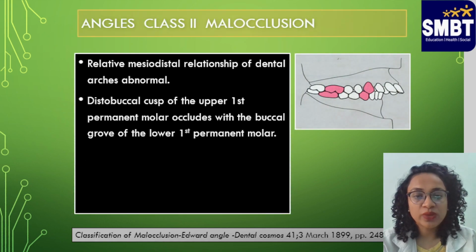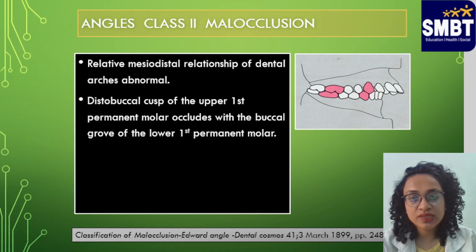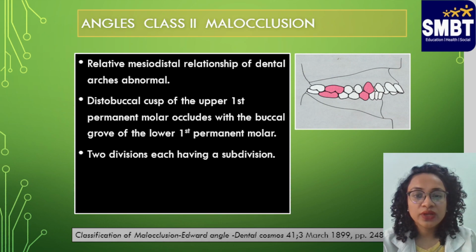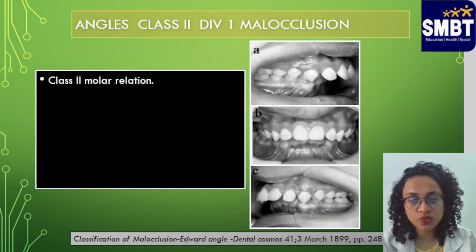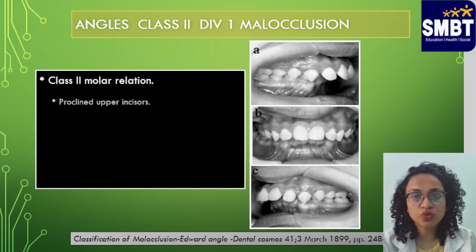Now Angle's class 2 malocclusion is where the relative mesiodistal relationship of dental arches is abnormal. We can see in the diagram that the maxillary arch is much forwardly placed as compared to the mandibular arch. And how do we define Angle's class 2 malocclusion? It is nothing but when the distobuccal cusp of the upper first permanent molar occludes with the buccal groove of the lower first permanent molar. Now when we come to Angle's class 2 malocclusion, there are two divisions and each has a subdivision. So there are two divisions, Angle's class 2 division 1 malocclusion and Angle's class 2 division 2 malocclusion.